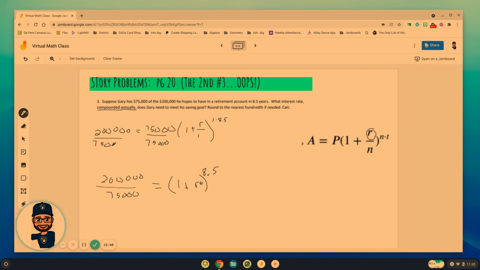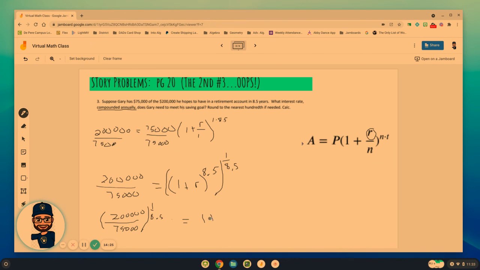If I'm trying to isolate the R, what do I have to do to get rid of the 8.5? Well, we've got to raise this entire side to the reciprocal, to the 1 over 8.5. I got to do that over here as well. So 200,000 divided by 75,000, all to that power of 1 over 8.5 equals, what are we left with over here?